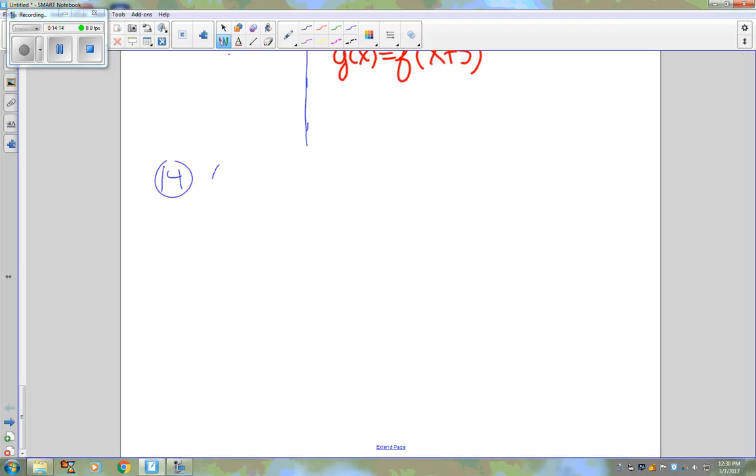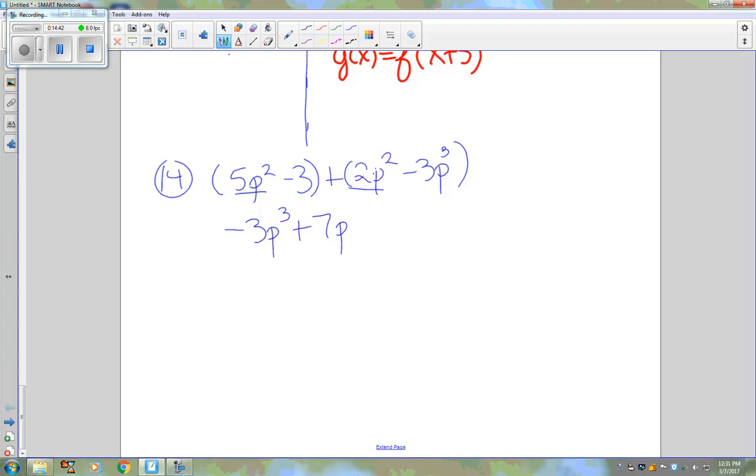(14), you're combining like terms. 5p squared minus 3 plus 2p squared minus 3p cubed. Since I'm adding these, I don't have to rewrite them without the parentheses. So I look for my highest power, 3. There isn't anything to combine it with, so I start with negative 3p cubed. Positive 5 and positive 2 give me 7. You're adding your coefficients, not your exponents. You add exponents when you multiply. We're combining like terms. B.